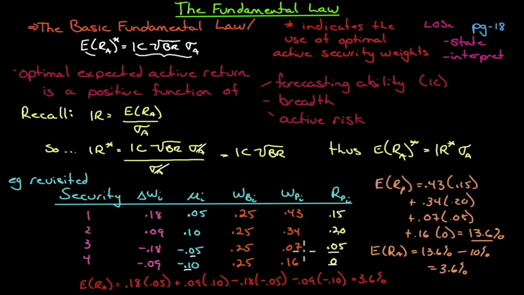Now that we have our weightings in our portfolio, our expected return is going to be 0.43 times 0.15 plus 0.34 times 0.2 plus 0.07 times 0.05, and we can stop there because the last is 0, but we'll put it in to show that it's 0. We get 13.6. 13.6 minus 10% equals 3.6. There's our expected active return: 3.6.